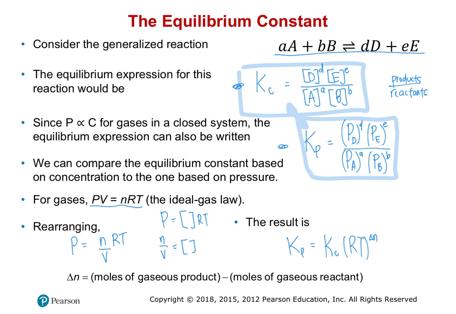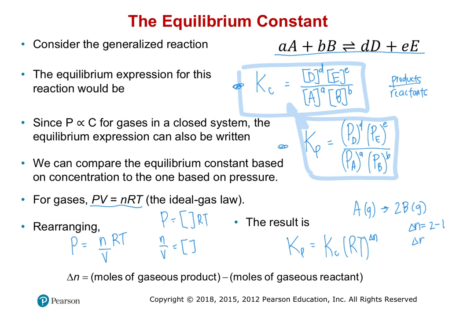So basically, if I have A, which is a gas, going to 2B, which is also a gas, then my delta n would be products, which is 2, minus 1.